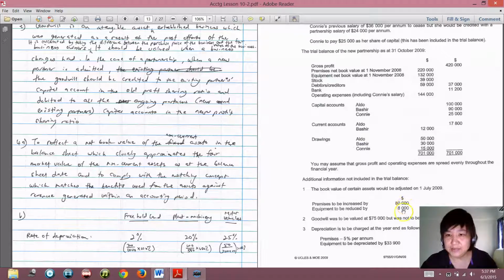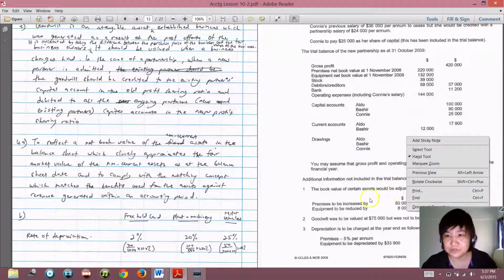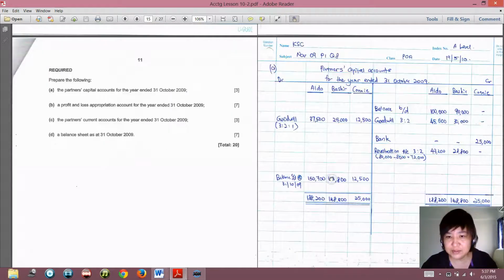So 80,000, this is an increase, premises increase, 80,000 minus the decrease. So the net increase of the asset would be 72,000. That's why this is the 72,000. The 72,000 should be credited to the old partners in the old profit sharing ratio. So I call this revaluation account. 43,200 and 28,800. So this one Connie won't be given anything for the net increase in the assets.